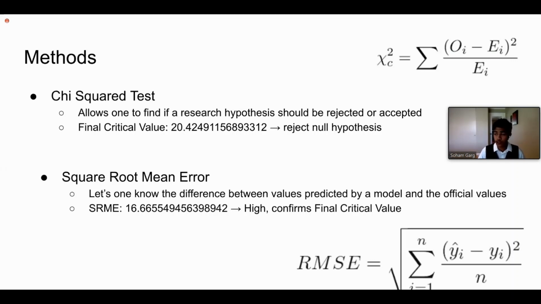In simpler terms, it's the average of the difference between the official values and the news reported values. There is no good or bad value for the SRME, but the closer the value to zero, the closer the dataset is to the official value dataset. As you can see, the SRME gives us a value of 16.6655, which is way higher than zero, and that confirms that the news are being biased in what they broadcast.